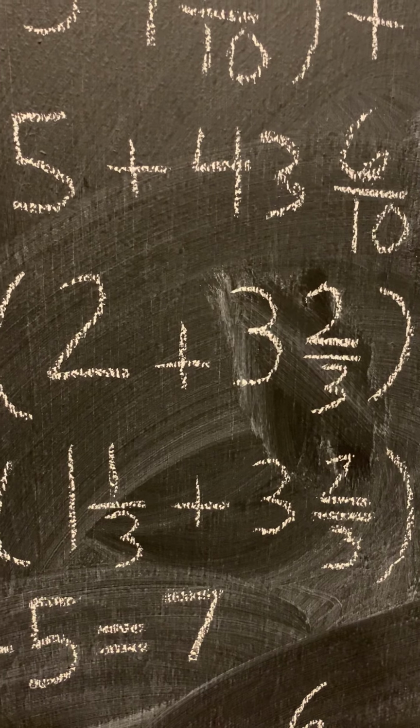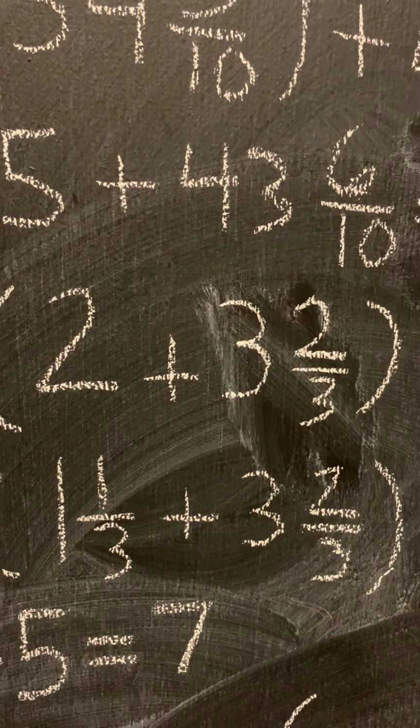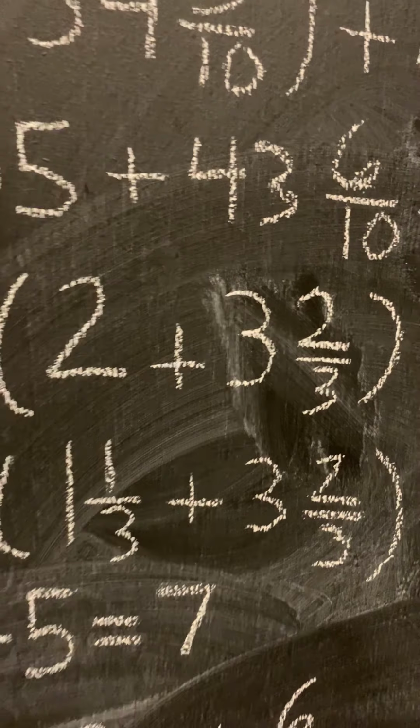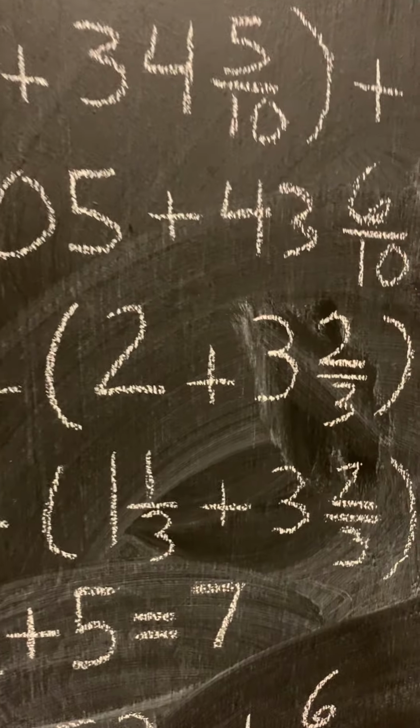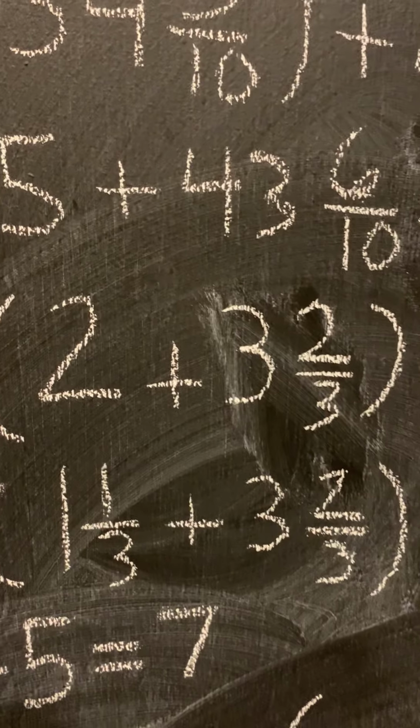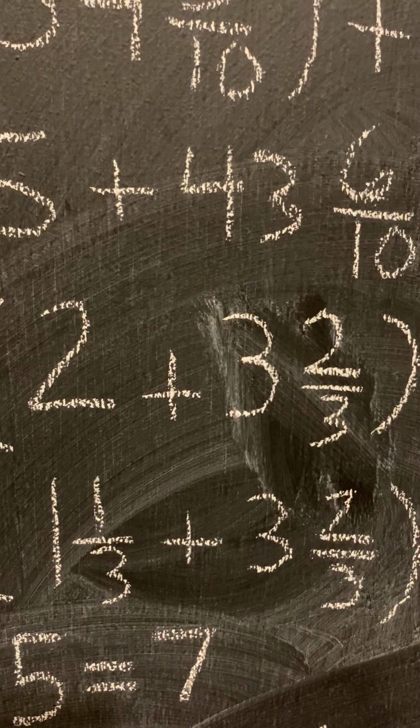1 plus 3 is 4. 1/3 plus 2/3 is 1. So right there we get 5. 1 plus 3 is 4, and 1/3 plus 2/3 is another 1.